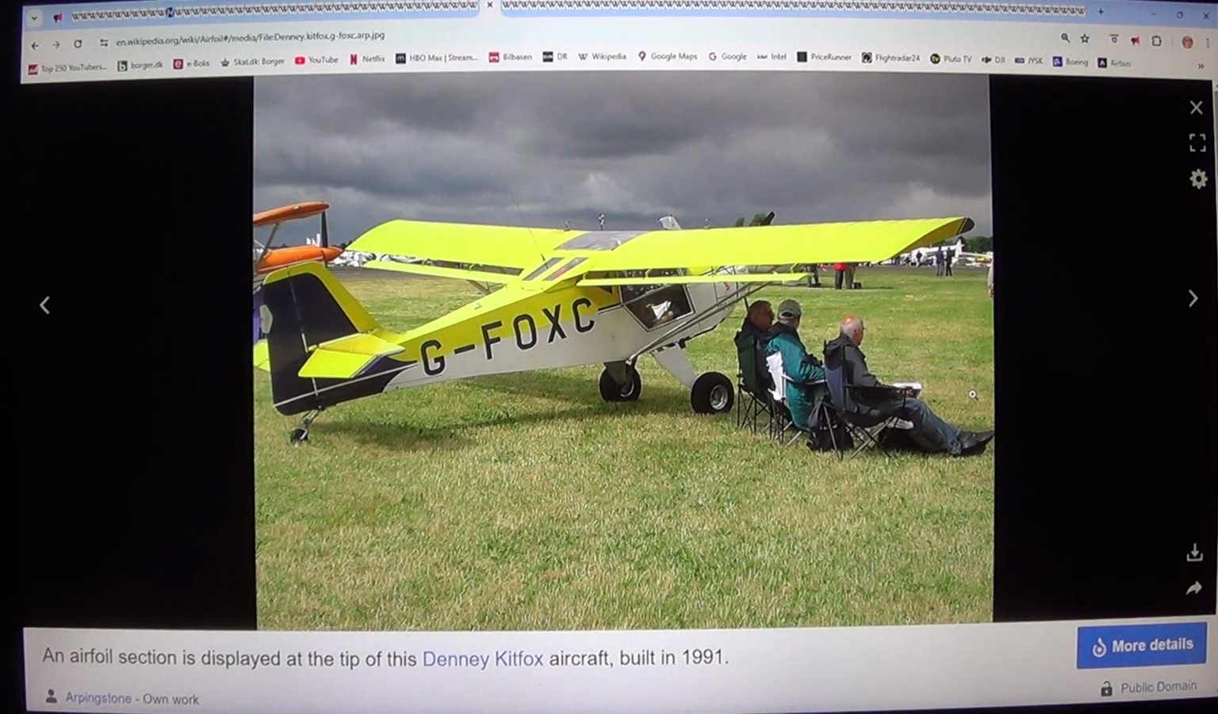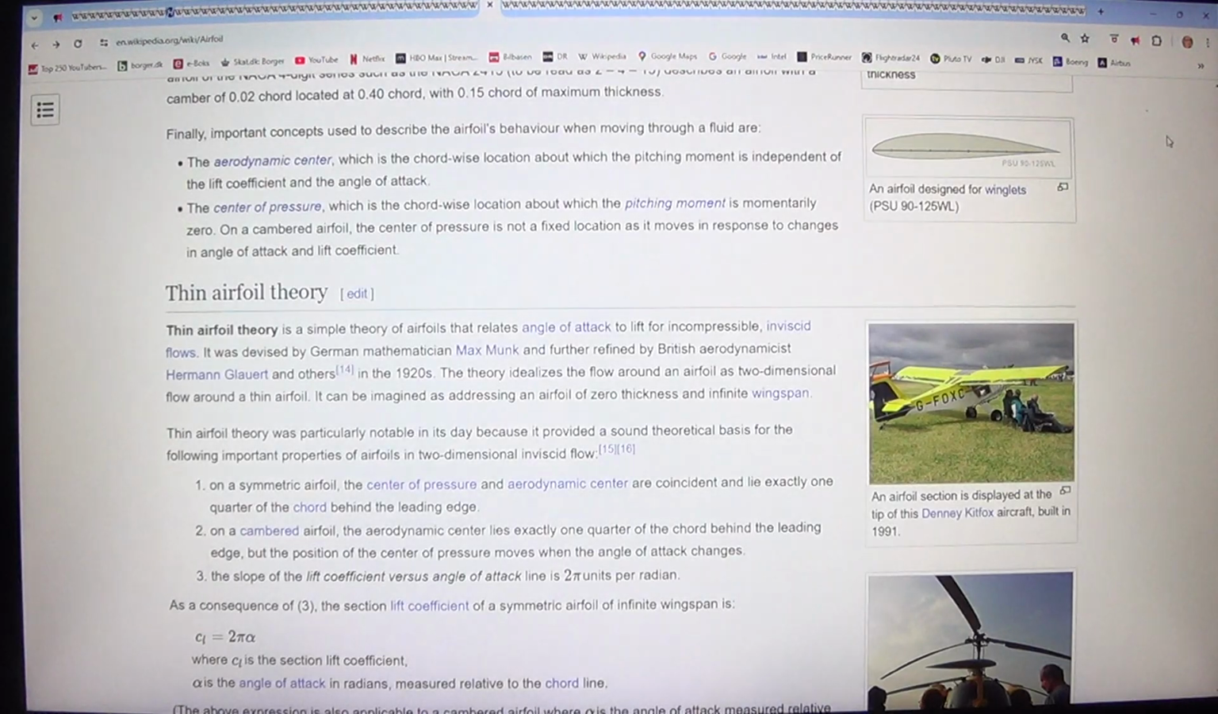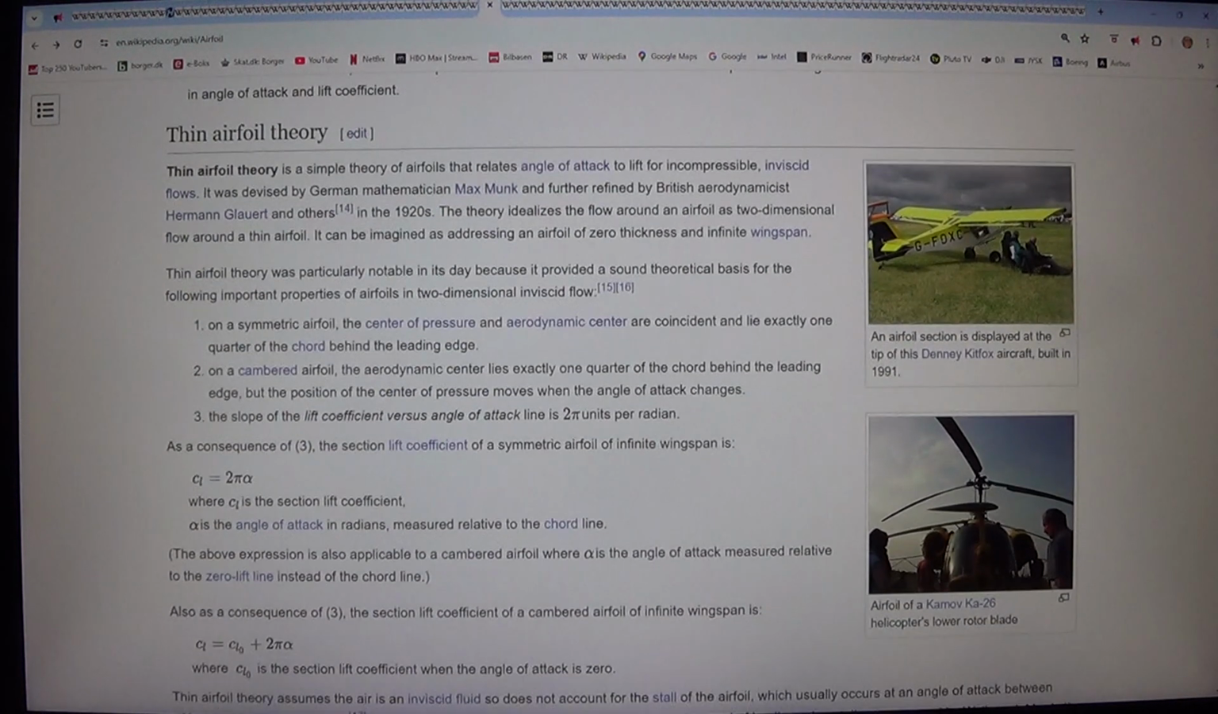Thin airfoil theory. Thin airfoil theory is a simple theory of airfoils that relates angle of attack to lift for incompressible, inviscid flows. It was devised by German mathematician Max Munk and further refined by British aerodynamicist Hermann Glauert and others in the 1920s. The theory idealizes the flow around an airfoil as two-dimensional flow around a thin airfoil.